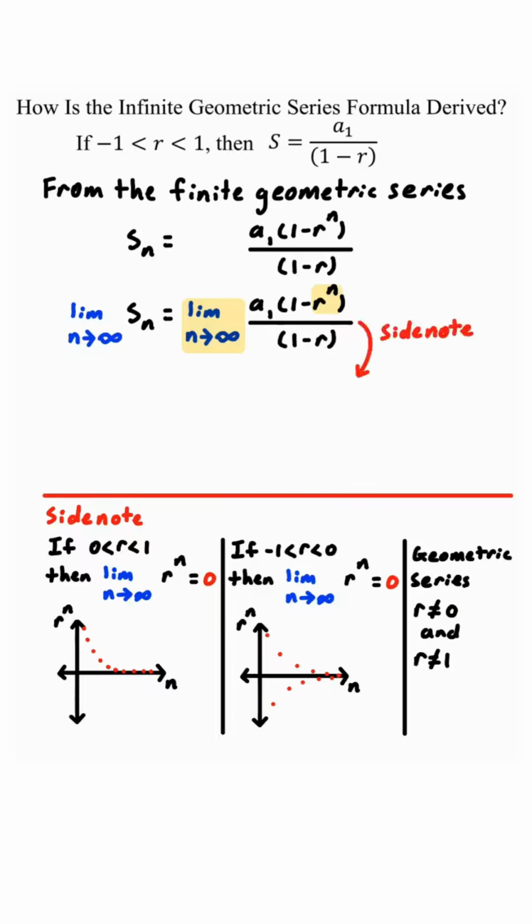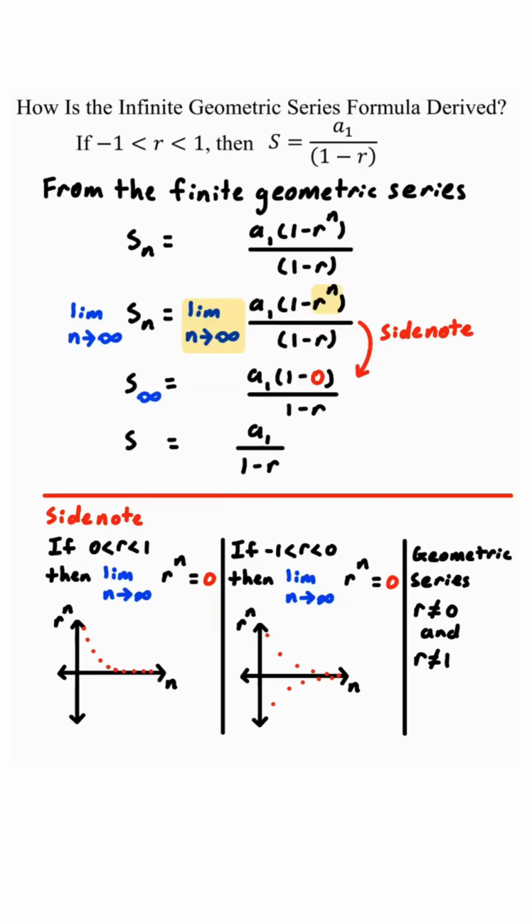Now back to the problem. So from our side note, on the left side we have the limit as n approaches infinity of s sub n, which is s sub infinity. On the right side, the limit as n approaches infinity of the whole thing. We know the r to the power n is just approaching 0, so we have a sub 1 times 1 minus 0 over 1 minus r.